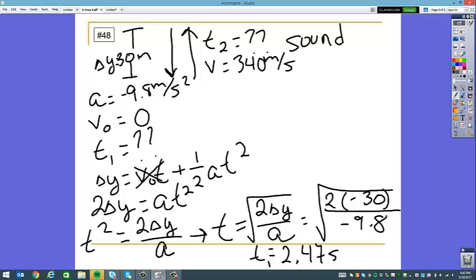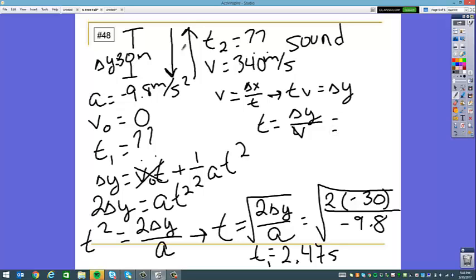Then for the second one, since you're moving at a constant velocity, you can use your constant velocity equation, V equals delta X over T. Again, you're going to solve for time. I'm going to change X to Y, since we're working in the vertical direction. So TV equals delta Y, and T is delta Y over V. Your delta Y on the way up is positive 30, and your velocity is 340. So your time on the way up is 0.09 seconds.